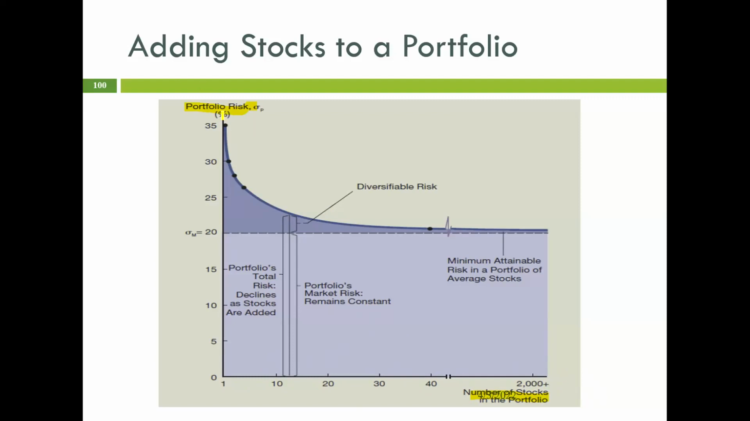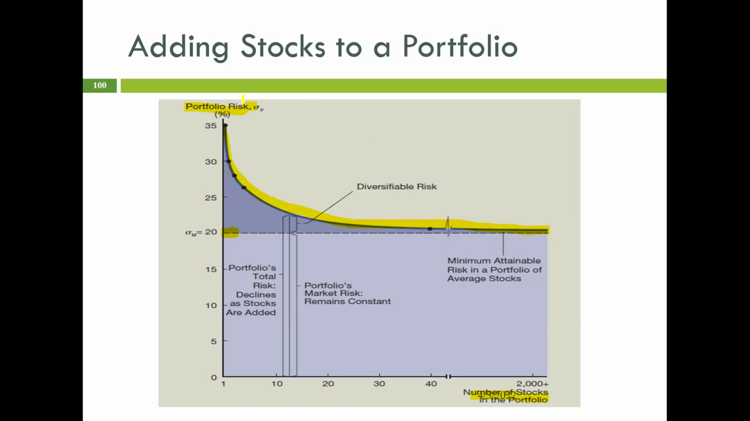So what happens to this is total risk. You can see this is total risk, portfolio total risk. Total risk is declining like this, but it comes to this point and does not decline from this point. This is where the market risk, this is where the systematic risk.